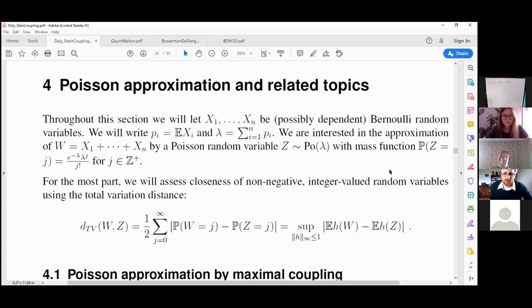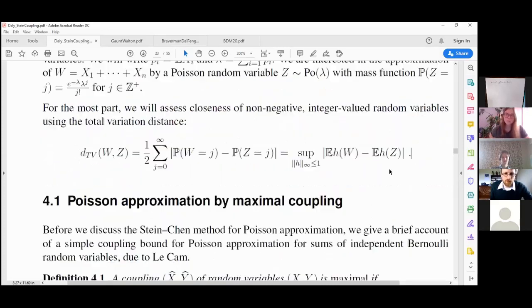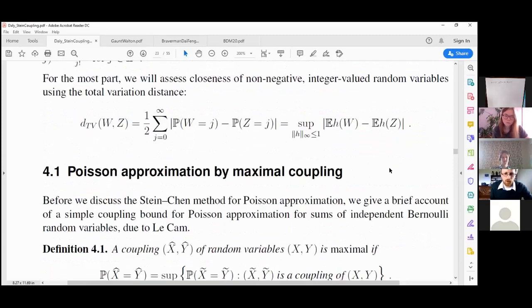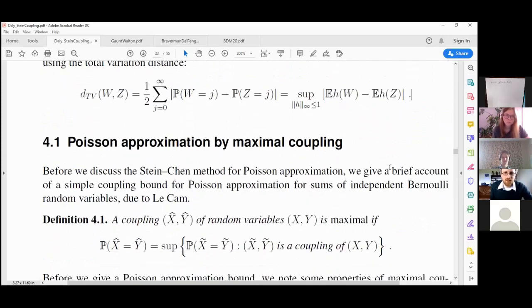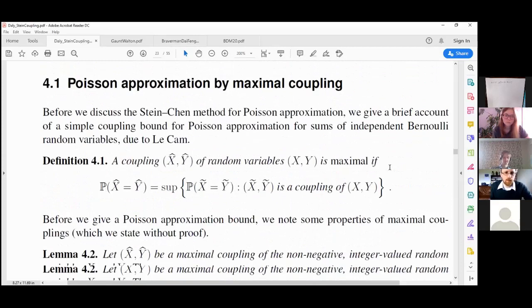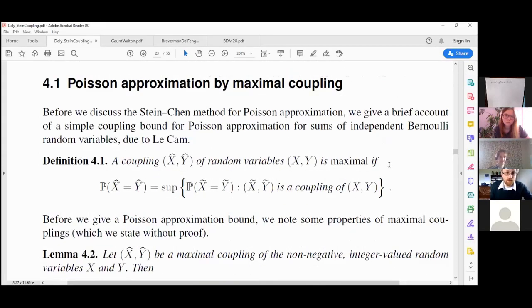It'll be useful later on as well, so let me give you a couple of relatively old Poisson approximation results for sums of independent Bernoulli random variables that are due to Le Cam, I guess, in the 50s. These use the idea of maximal coupling.